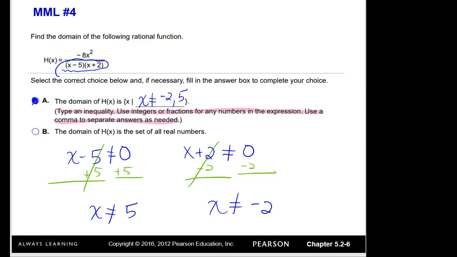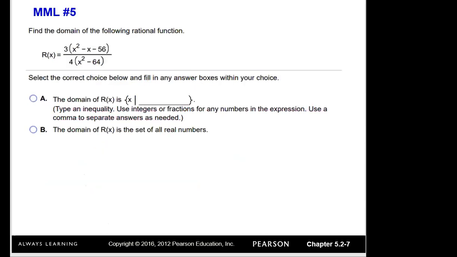I know in their examples, they wrote it as 2 separate problems: x does not equal -2, x does not equal 5. But when I typed it in, it took it both ways. And then I went ahead and did number 5. Now 5 is not simplified for me. So I'm going to take the denominator, and the 4 doesn't have an x with it, so you just kind of ignore it.